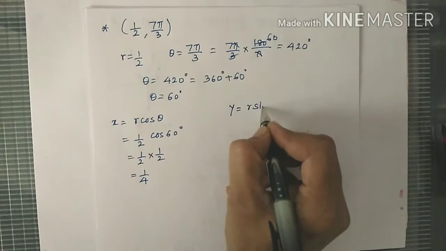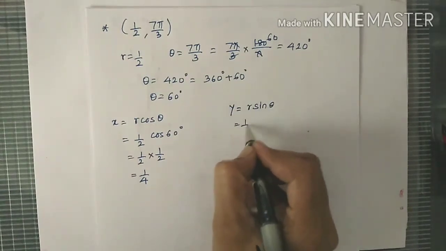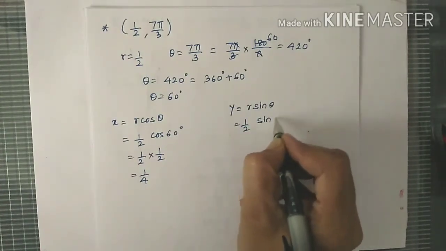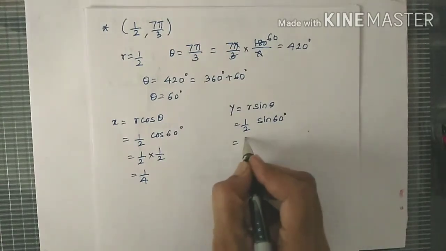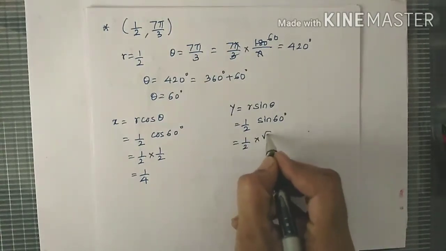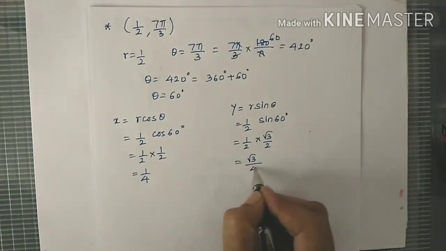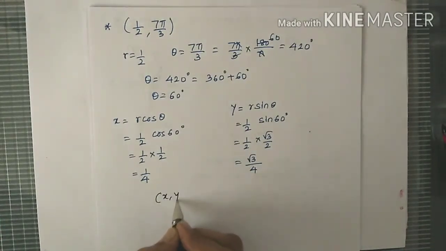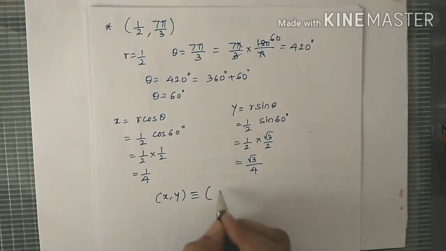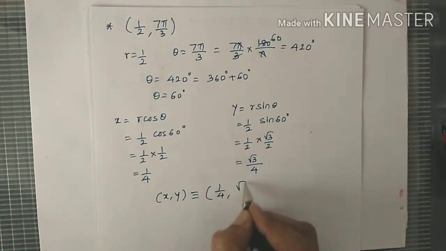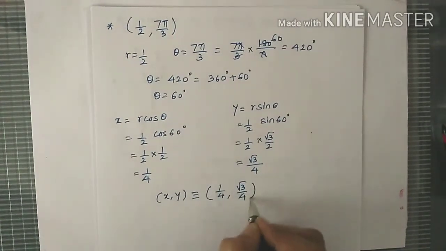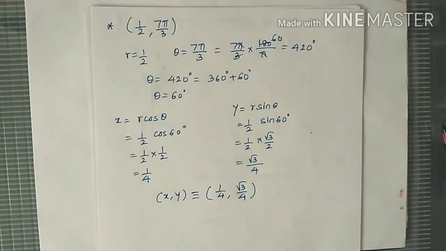y is r sin theta, half sin 60 degrees. Sin 60 degrees is root 3 by 2. So y is root 3 by 4. So the Cartesian coordinates are 1 by 4, root 3 by 4. So this is how we can convert polar coordinates into Cartesian coordinates.